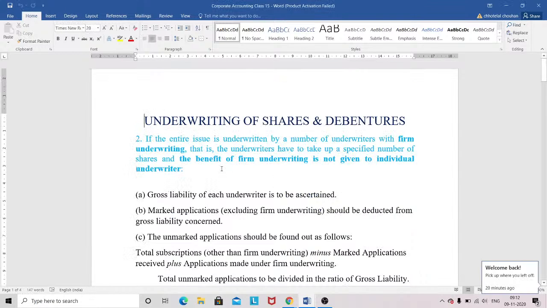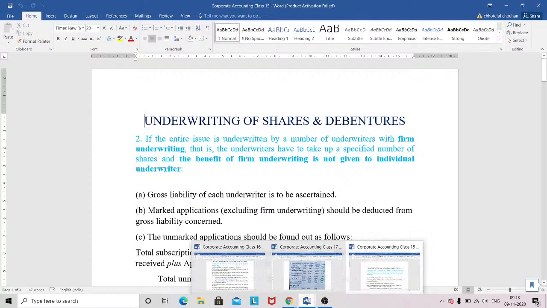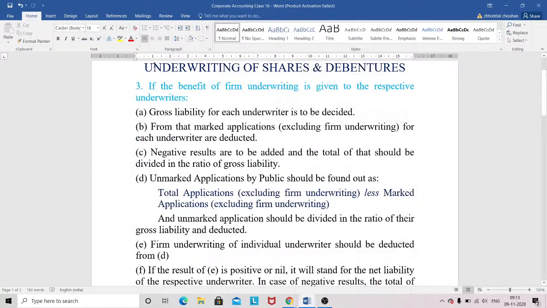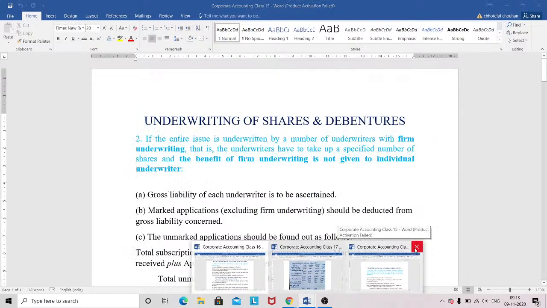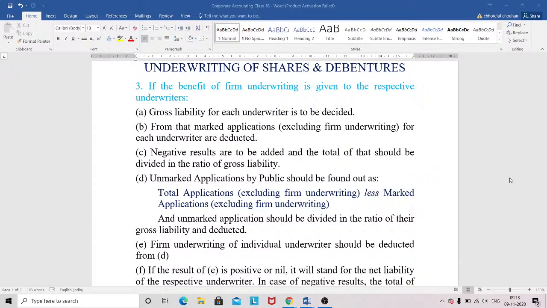Okay, now just see the difference here. The benefit of the firm underwriting is not given to the individual underwriter. This is your second method. Now today's class is about if the benefit of the firm underwriting is given to the respective underwriter. That is the difference between the two methods. When it says the benefit of firm underwriting is not given to anyone, this is the second method. And third method is when the benefit of the firm underwriting is given to the respective underwriter. So that is the main difference between the second method and the third method. I won't go into the second method again, I'm starting the third method. Okay.